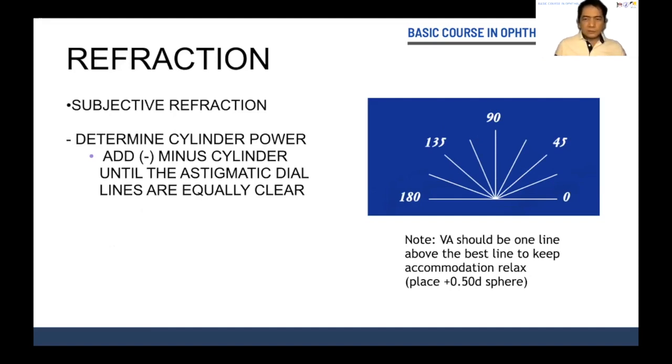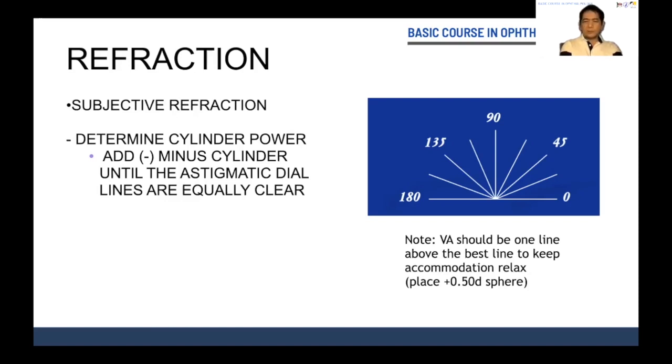So now start adding minus cylinder. Since this is an astigmatism, we will utilize a minus cylinder lens. On top of your spherical component from the initial subjective refraction, you add a minus lens with axis at 180th meridian, or axis 180.